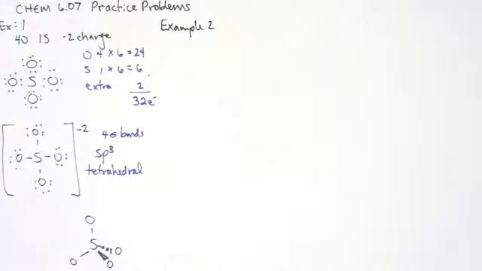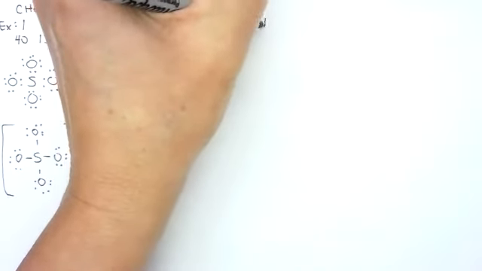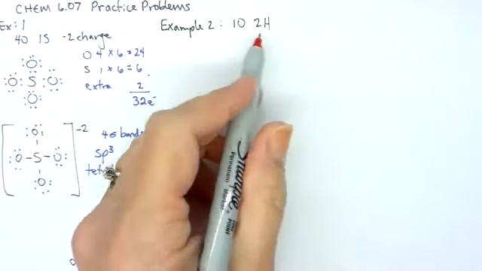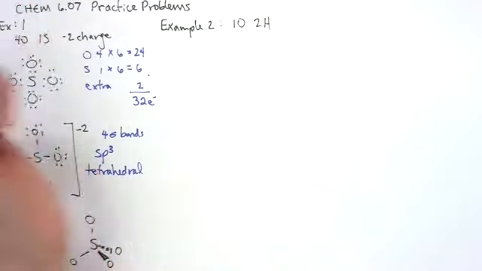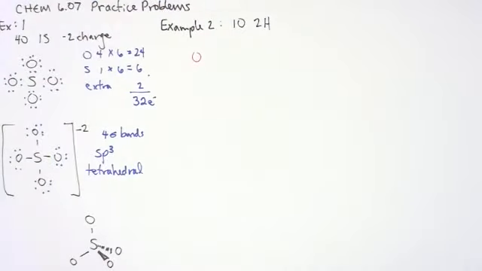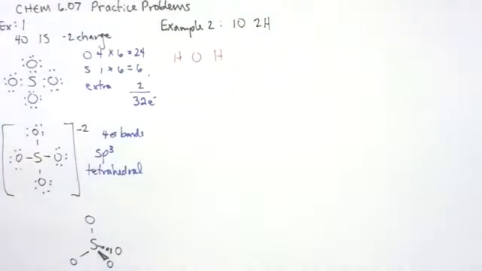Okay, so for example 2, let's do 1 oxygen and 2 hydrogen. Okay, go ahead and pause the video and take your best shot. All right, hopefully, welcome back. Hopefully you figured out that we're talking about water here. So this is H2O. So we're going to put oxygen in the middle, and I'm going to put hydrogen on the outsides.